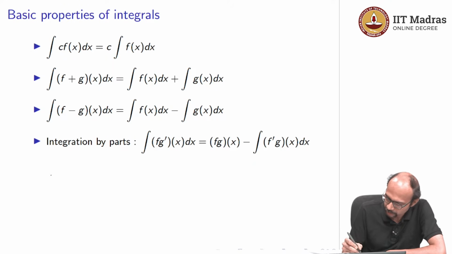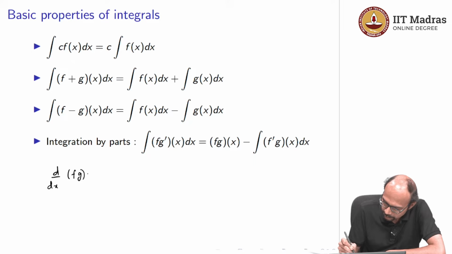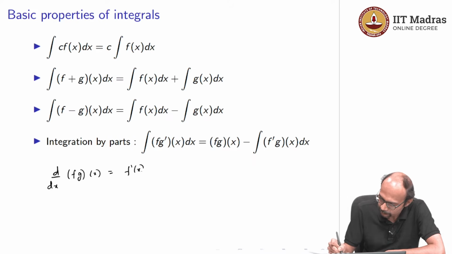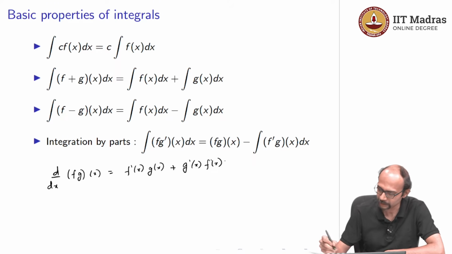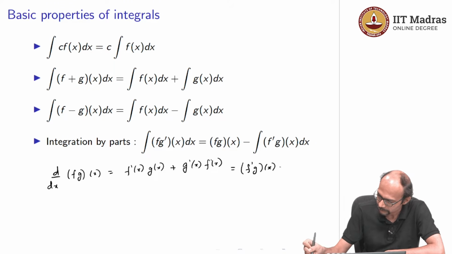So, let us start from f times g of x and ask what is its derivative. So, what is d/dx of f g of x? Now, we know by the product rule from derivatives that this is exactly f prime x g x plus g prime x f x, which if we write in terms of products of functions, we could have written as f prime g of x plus g prime f of x.